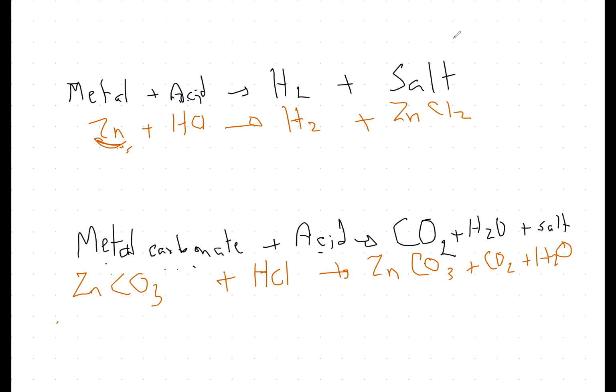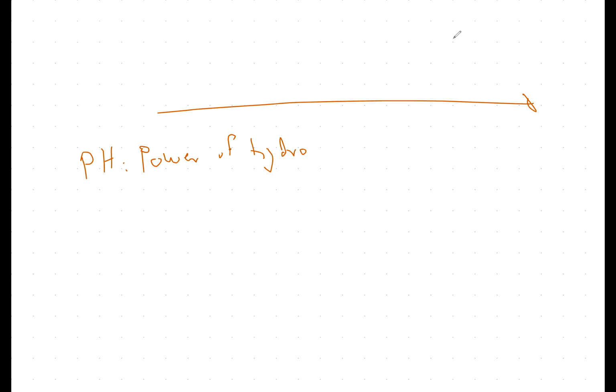Another property that we have is what we call acidity. We have the pH scale. pH means power of hydrogen. If the power of the hydrogen ranges between 0 and 6.9, my medium is acidic.